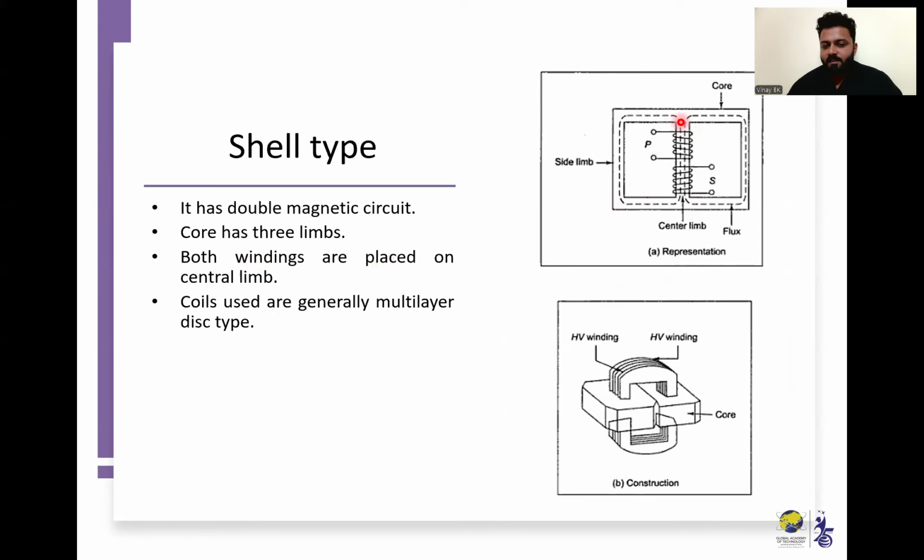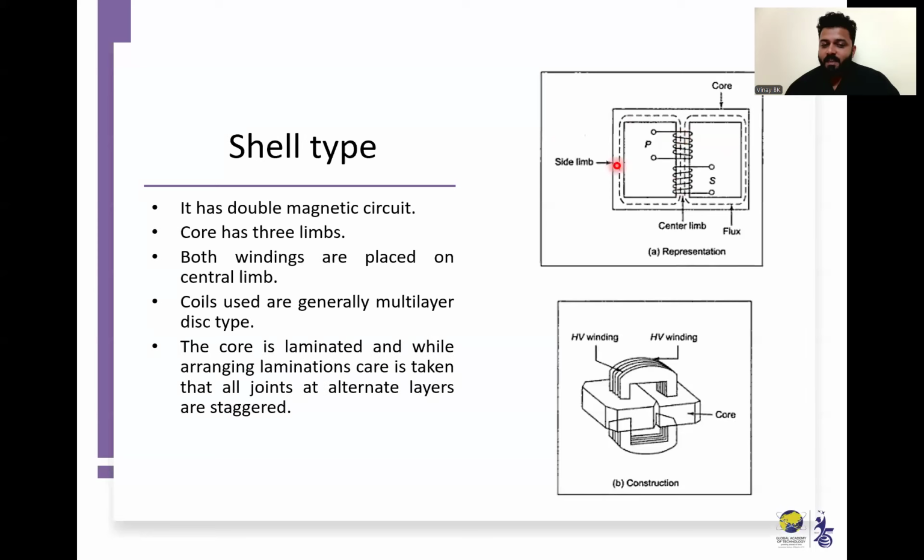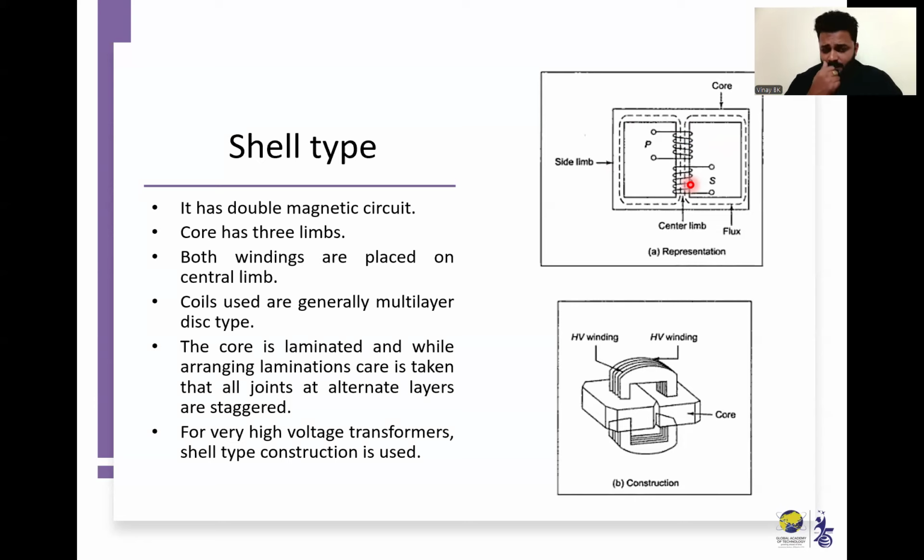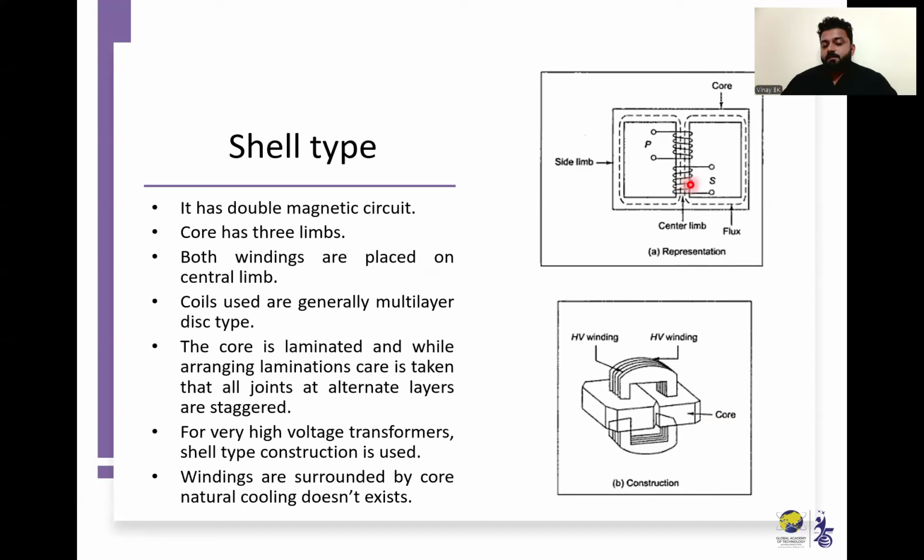Here the coils generally used are multi-layer disc type. The core is laminated, and while arranging the laminations, care is taken that all joints of alternate layers are staggered. For very high voltage transformers, shell type construction is used. So the shell type of transformer is used for high voltage applications. Here natural cooling is very difficult because of the central limb windings. The windings are surrounded by the core, so natural cooling doesn't exist.